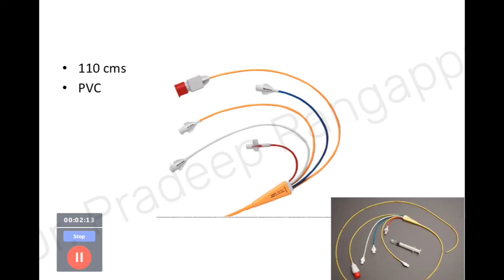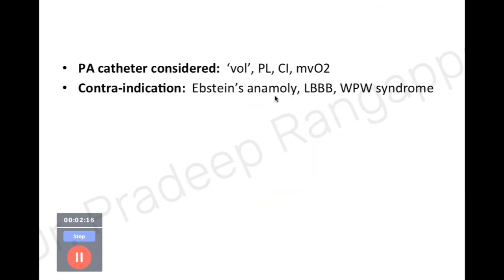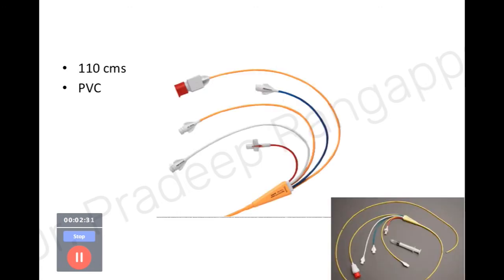So we need to understand there are certain contraindications of PA catheter. Anything to do with valvular abnormality, mainly the tricuspid valve abnormality, Ebstein's anomaly, LBBB, or Wolff-Parkinson-White syndrome. So these were some of the contraindications for PA catheter. So this PA catheter is kept in the exams in maybe the instrument section, and we may ask candidates to identify different components of the PA catheter.